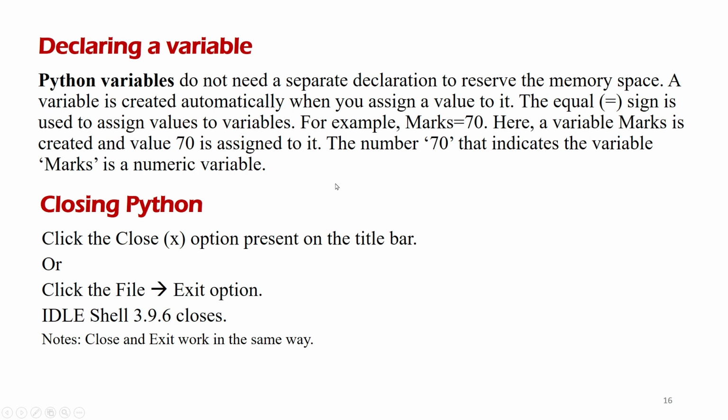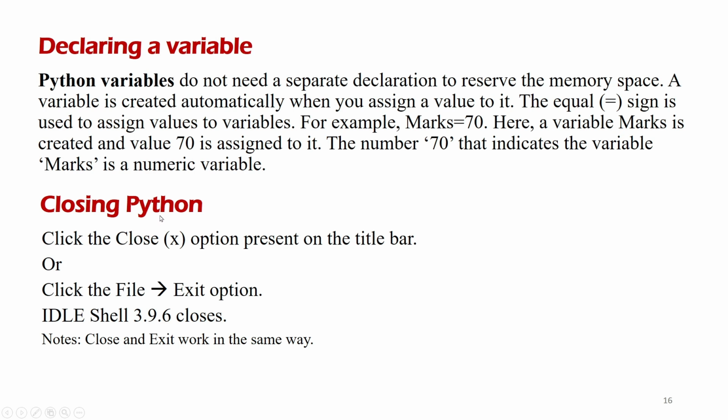For example, marks equals 70. Here a variable marks is created and the value 70 is assigned to it. Or we can say the marks variable has been assigned a value of 70. The number 70 indicates that the variable marks is a numeric variable.